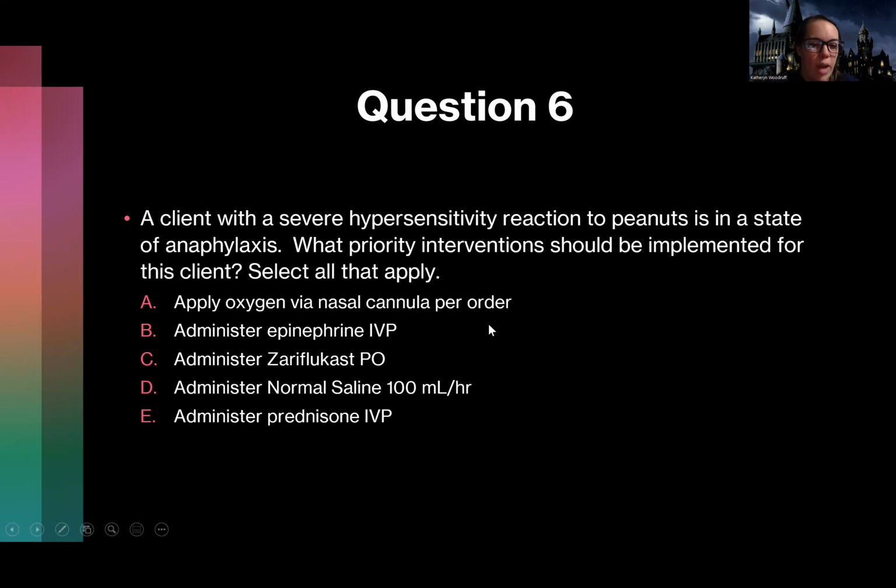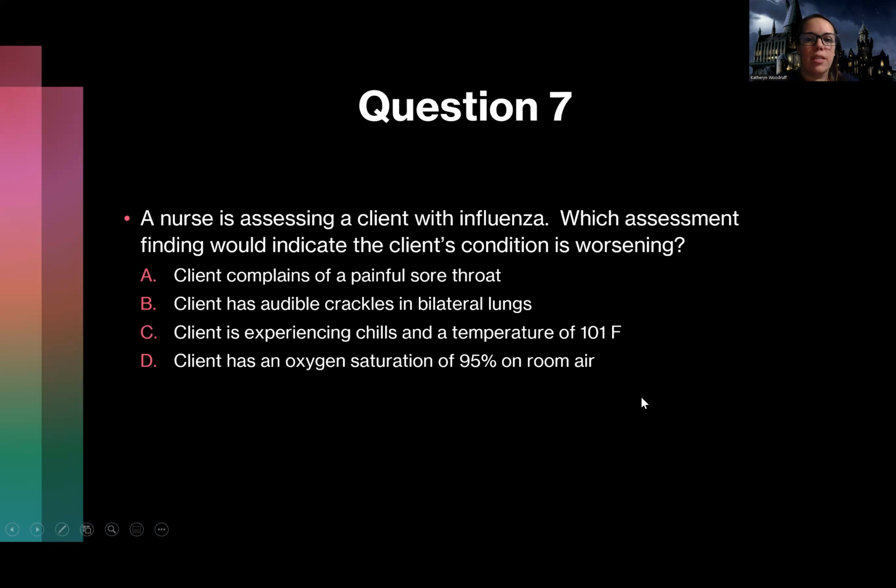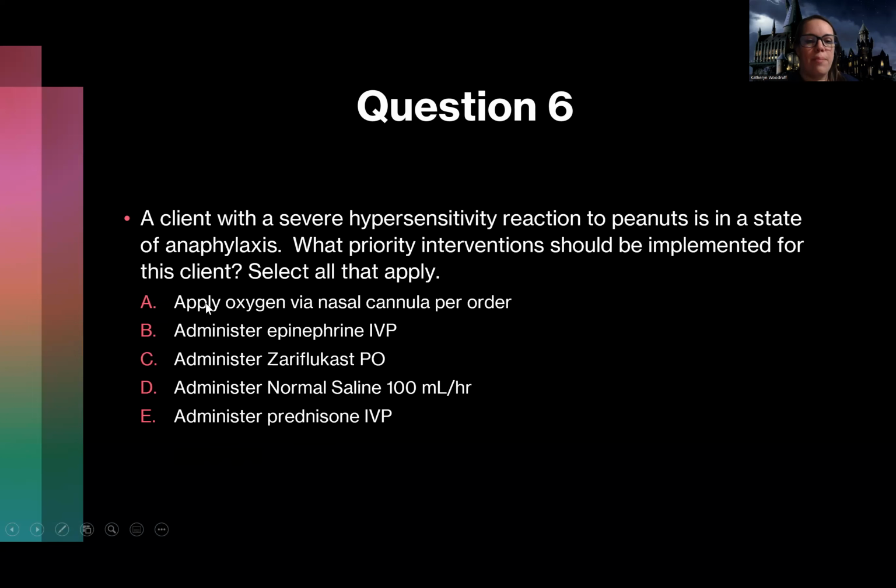But yeah, so A, B, D, and E is correct. And real quick, just to go over that, with this patient, usually what we're going to do is they're going to get their epinephrine to open their airway. We're going to apply oxygen to help improve their oxygenation. The fluids are going to help to replace volume, because they can have that vasodilation, low blood pressure.